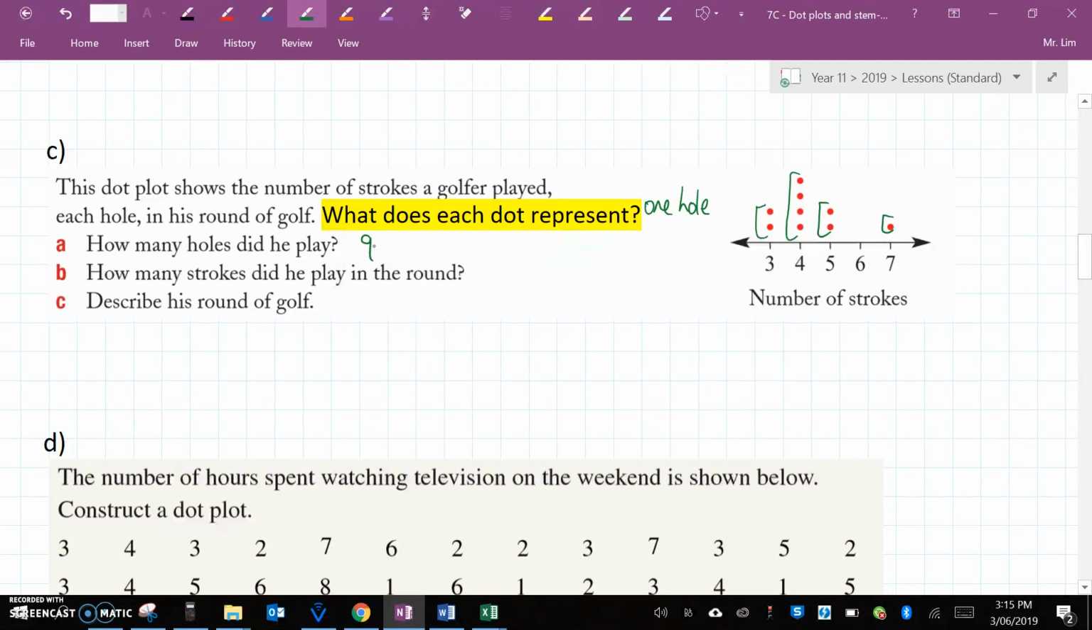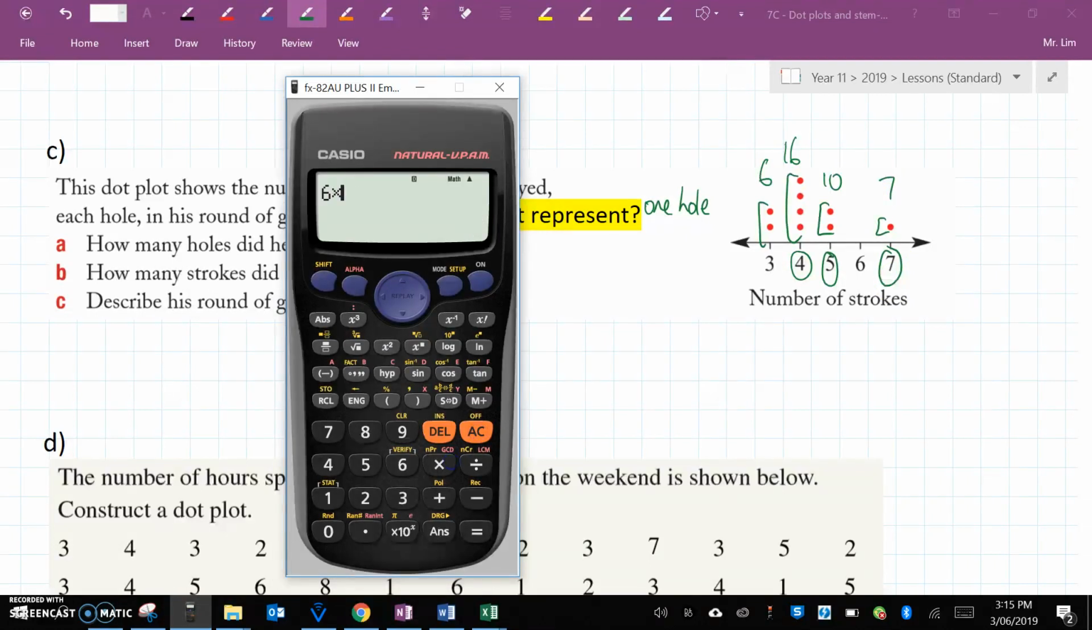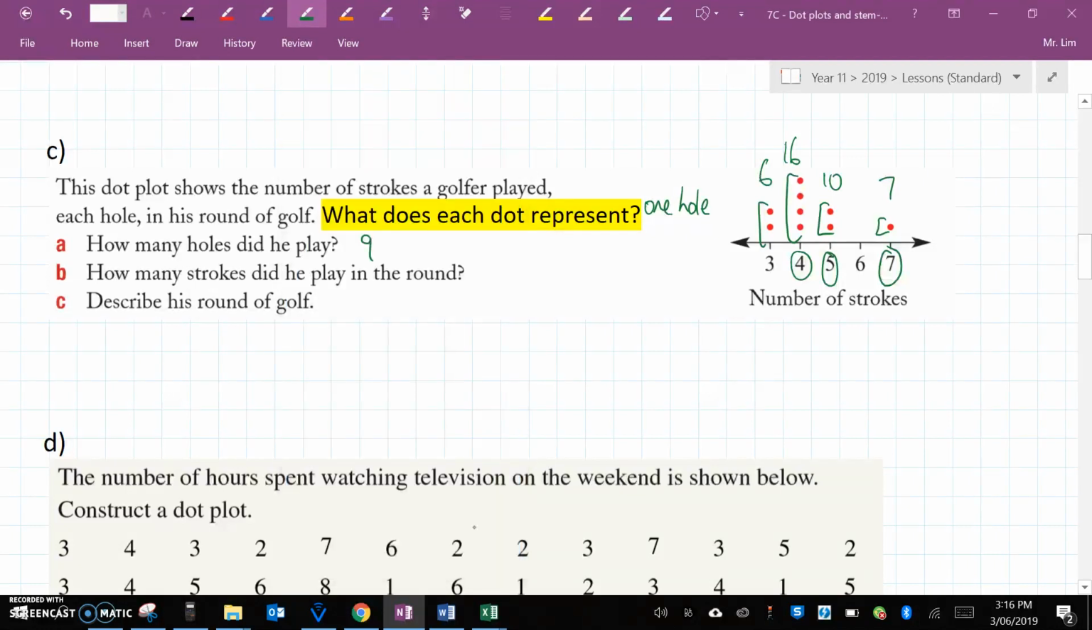How many strokes did he play in the round? Well, 2 holes at 3 strokes each, 6 strokes. 2 times 3 is 6. 4 times 4, 16. 2 times 5, 10. 1 times 7, 7. Let's add all these numbers together. 6 plus 16 plus 10 plus 7, 39.